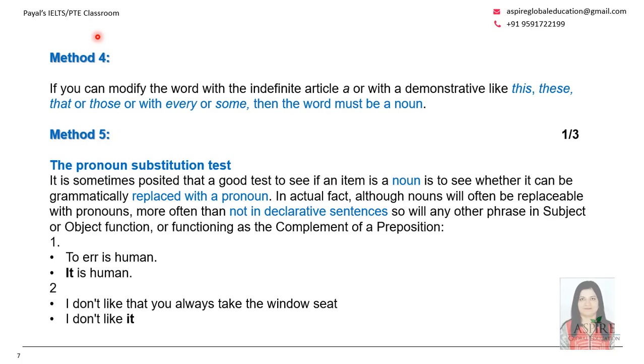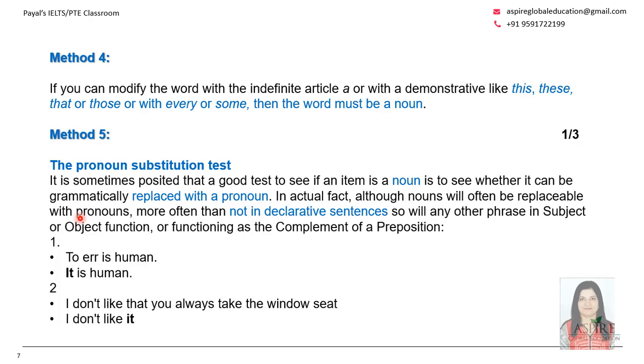Okay, now let's take a look at method 4. If you can modify the word with a definite article, which is the, this, these, then the word must be a noun. For example, these people. Here these is my adjective because it is modifying the noun. But if I write something like would you get these to my house? Now this these is a pronoun which is referring to a noun because it is not coming with the noun.